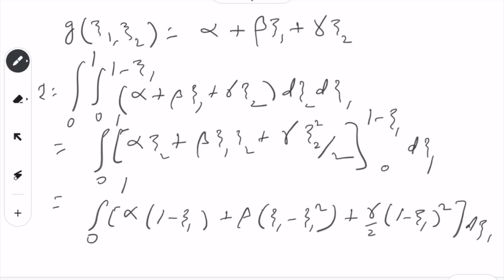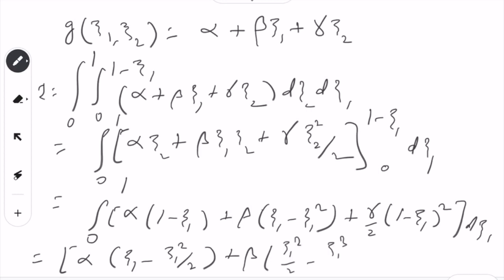And then from here, this will be equal to alpha times (xi1 minus xi1 squared over 2), plus beta times (xi1 squared over 2 minus xi1 cubed over 3), plus gamma over 2 times (1 minus xi1) cubed over 3, with a minus 1 divided by minus 1 as well. So that is what we get, evaluated from 0 to 1.